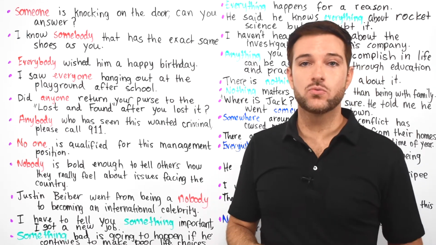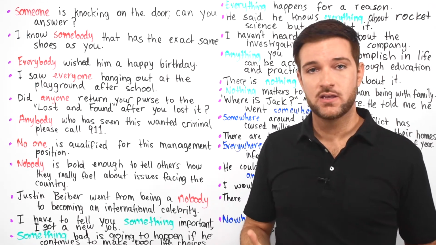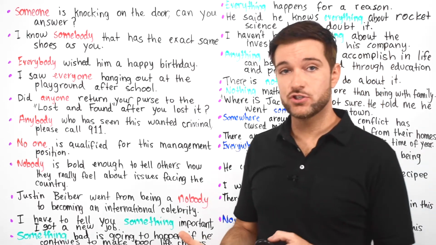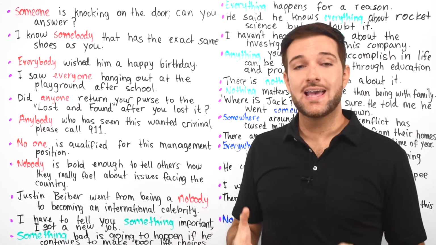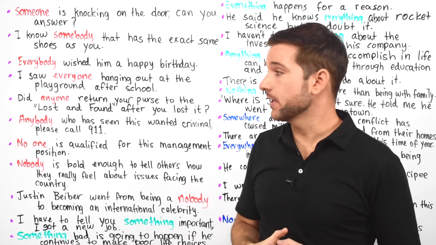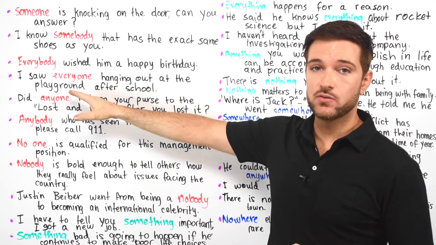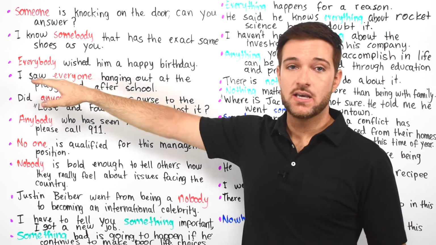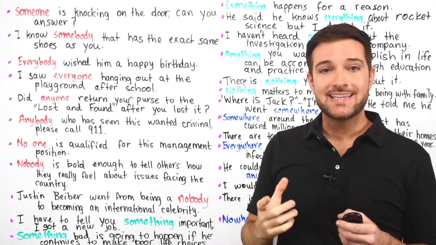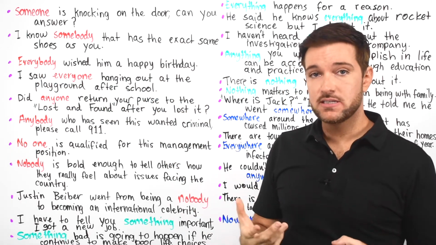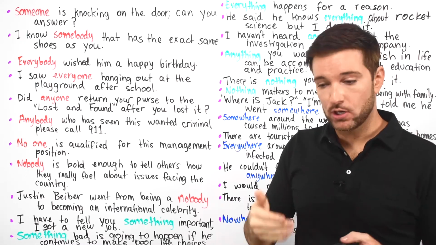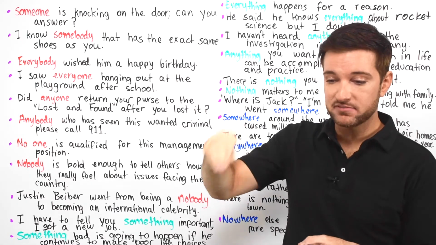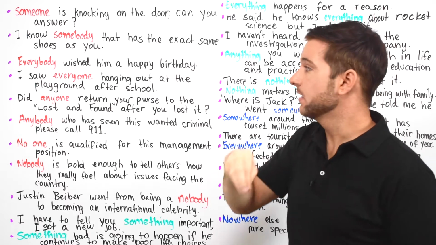Now let's take a look at the words everyone and everybody. These are words that are used interchangeably and essentially mean every person. Okay? Everybody and everyone, they are an indefinite pronoun when we use these, and these words refer to each person within a group. So every person within a group, okay?